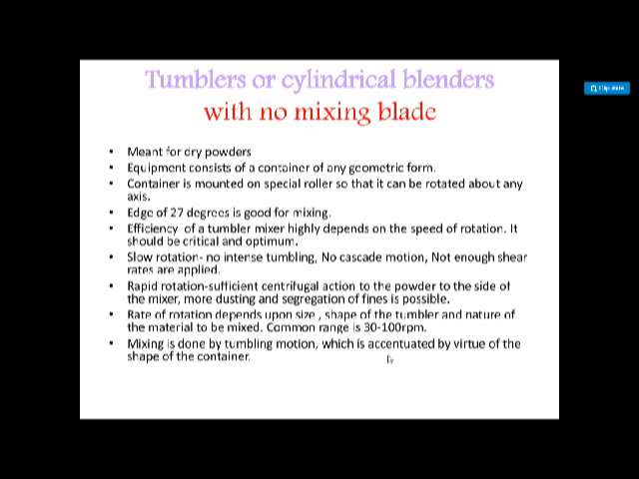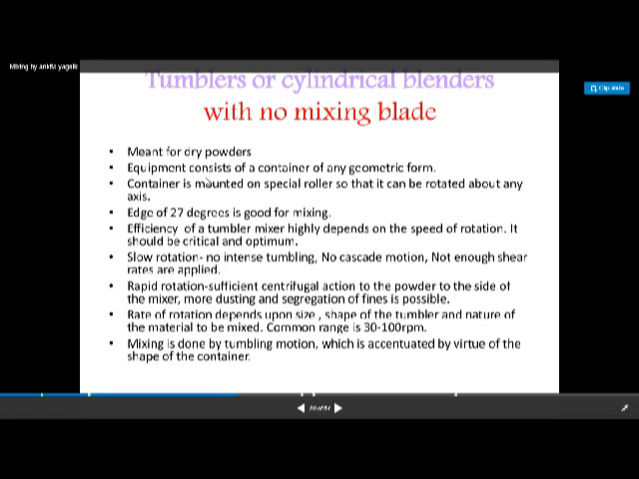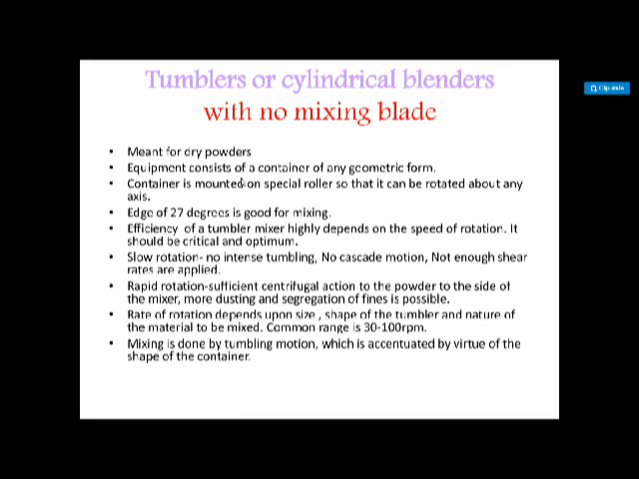First we'll discuss the blenders with no mixing blade. These blenders do not contain any mixing blade. Now see, these tumbler mixers are specially made for dry powders. This equipment consists of a container of any geometric form or shape. It may be Y shape, V shape, square shape, cubic shape, twin cone shape, or tetrahedral. The container can be of any geometric form.